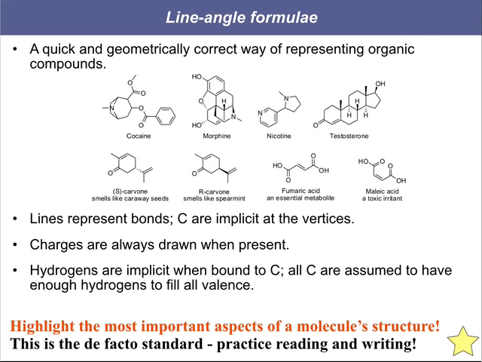Going back again to our picture from before, practice reading these things. Go through and figure out how many carbons are in the molecule or how many hydrogens are on each carbon. Maybe you want to practice converting a line angle structure into an explicit structure. Try drawing cocaine in an explicit structure, or try drawing testosterone in an explicit structure. Okay? Just get practice reading and writing these things.